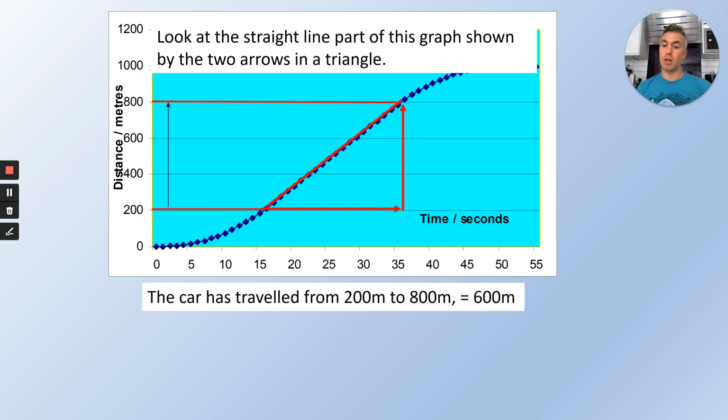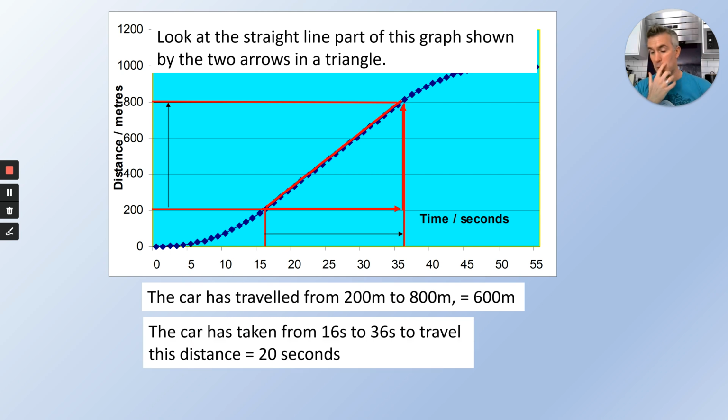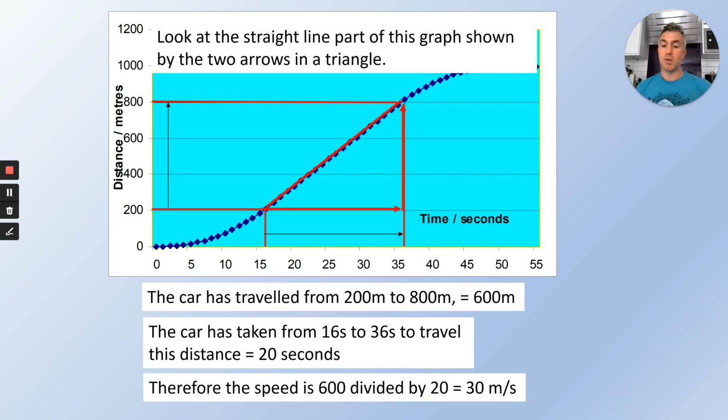So there we go, straight line in the middle. It's traveling 600 meters, and it does it in a time of 20 seconds. So 600 divided by 20, 30 meters per second. Do you remember how fast that was in miles an hour? Roughly double it, about 60 miles an hour. It's pretty fast, so it's kind of some dual carriageway.